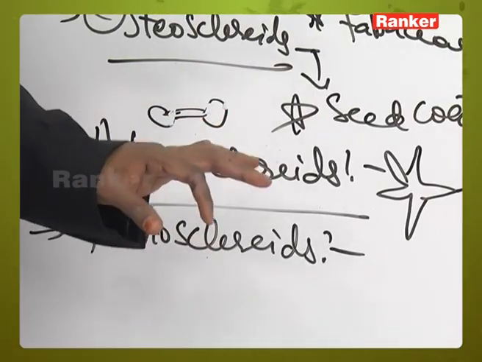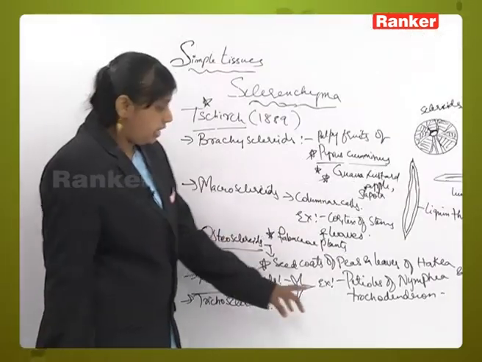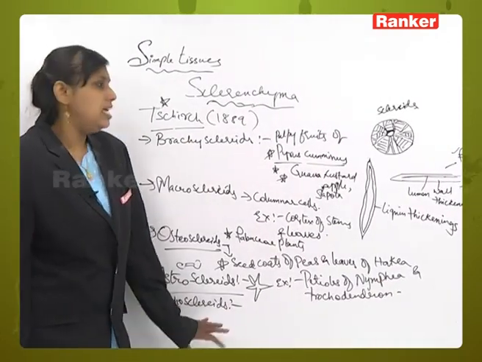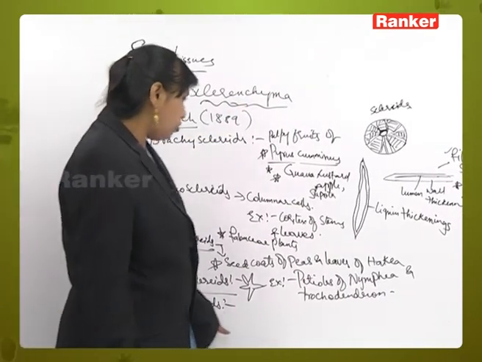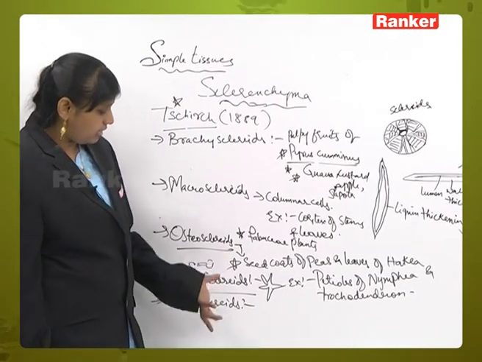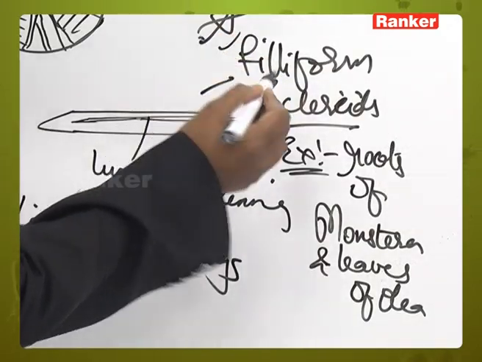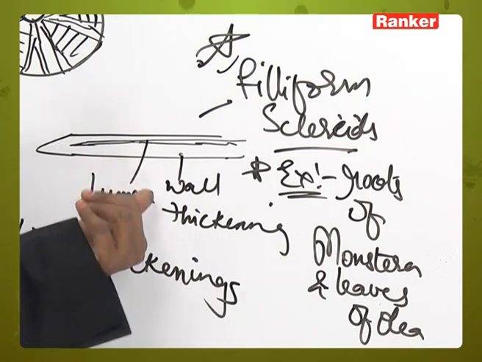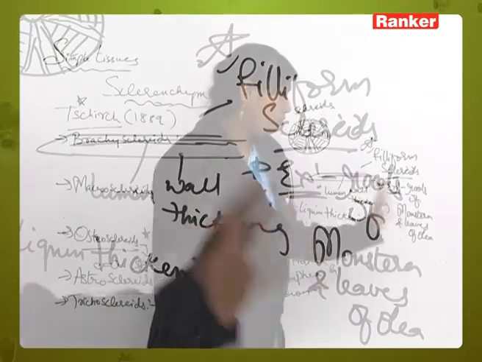These are star-shaped structures. It is seen in the petioles of Nymphaea and Trochodendron. Trichosclerides are seen in Nymphaea, where idioblast cells are present. The idioblast becomes branched and then gives rise to internal hairs or external hairs. One more scleride is the filiform sclerides. These are long fiber-like structures with a lumen in the middle. The cell walls are lignified, and these are normally seen in the roots of monstera and leaves of olea.